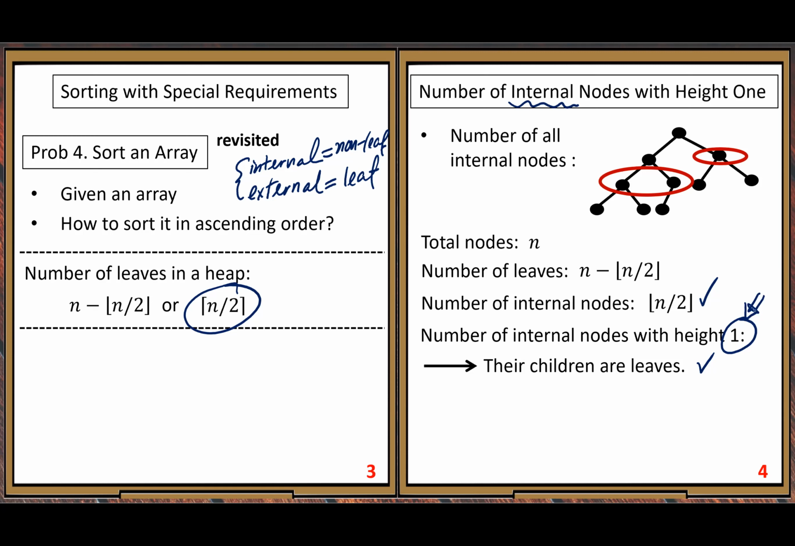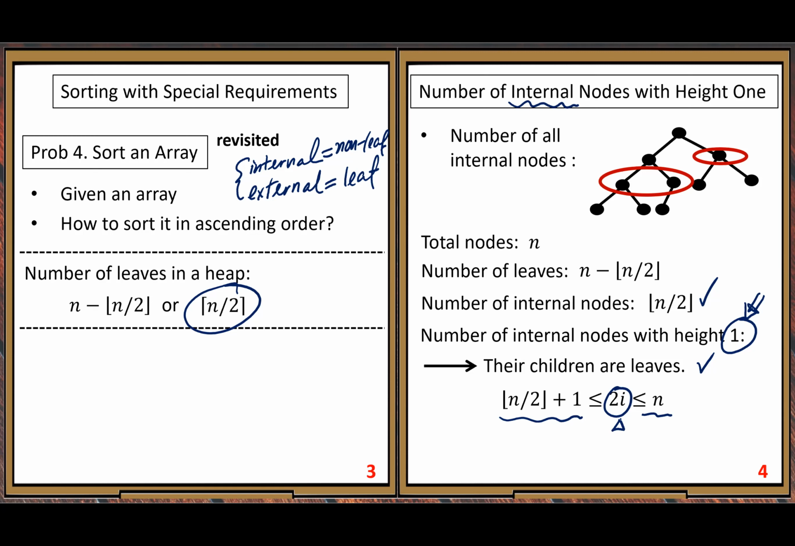Now we can look at the children. Their children, the children location 2i, the left child location 2i, must fall into the leaf range. What is the leaf range? This is the leaf range we developed from the previous slide, lower bound, upper bound. For the height 1 internal node, we put the 2i expression in between.